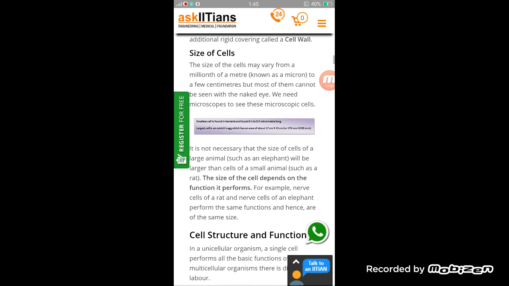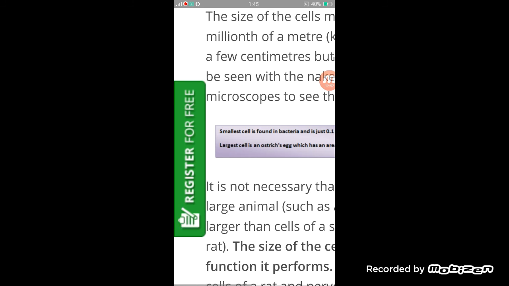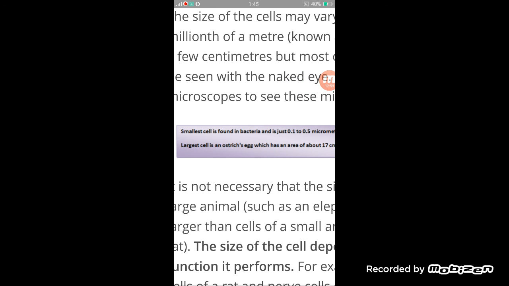So let's study about the size of cells. The size of the cells may vary from a millionth of a meter, known as micron, to a few centimeters, but most of them cannot be seen with the naked eye. We need a microscope to see these microscopic cells. So here is something written. We'll read it. This is some informative fact.